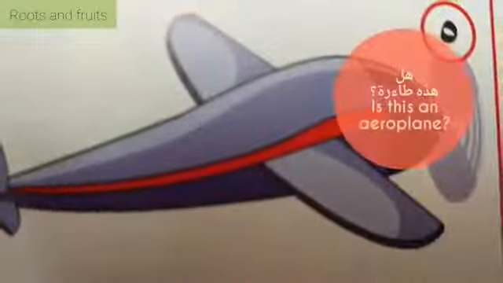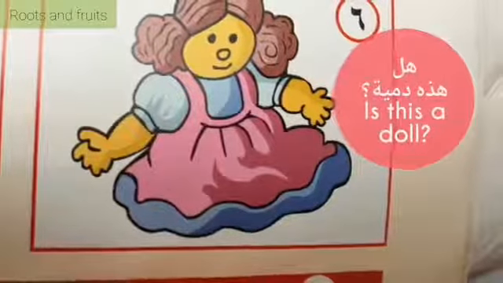Now طائرة is feminine because it ends with a small ta at the end. So هل هذه طائرة? This is دمية, also feminine. هل هذه دمية? Is this a doll?